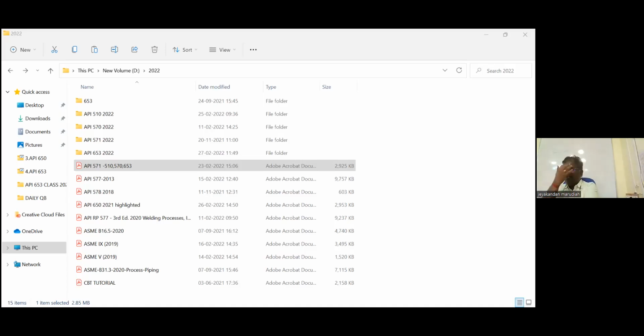So many damage mechanisms are actually given here, even though some are not related to tanks. Generally, they are thinking these 11 damage mechanisms can affect the tank. If you take the damage mechanisms, what are they: atmospheric corrosion, brittle fracture, caustic corrosion, stress corrosion cracking, chloride, CUI, mechanical fatigue, MIC, soil corrosion, sour water corrosion, sulfuric.